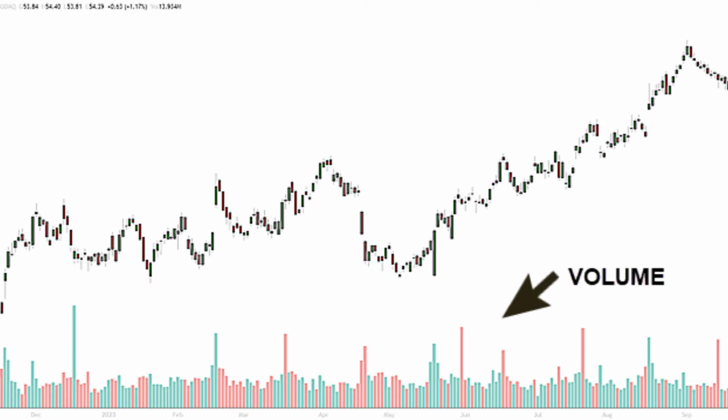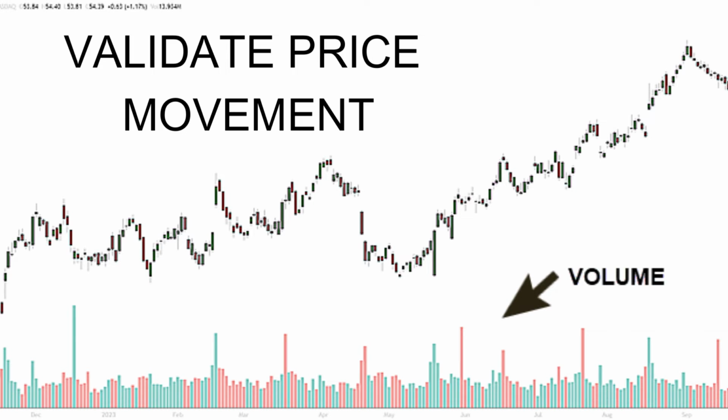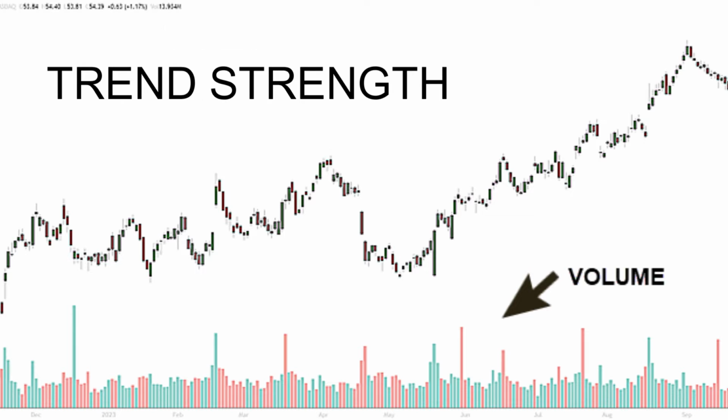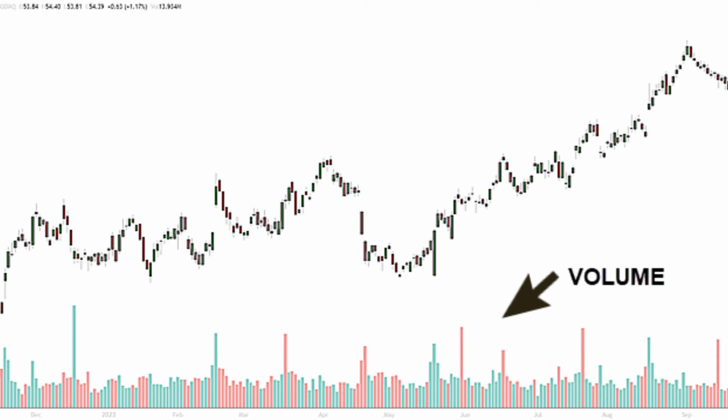So how do we incorporate volume analysis into our strategy? Well, volume acts as a confirmation tool. It can validate price movements such as breakouts and indicate the strength of a trend. When the volume is high during a price move, it confirms the trend's validity at that point and can suggest a stronger trend. Low volume during a price move could indicate a weakening trend or a potential reversal. And quite frankly, trading bull flags, we want to see low volume in the pullback.